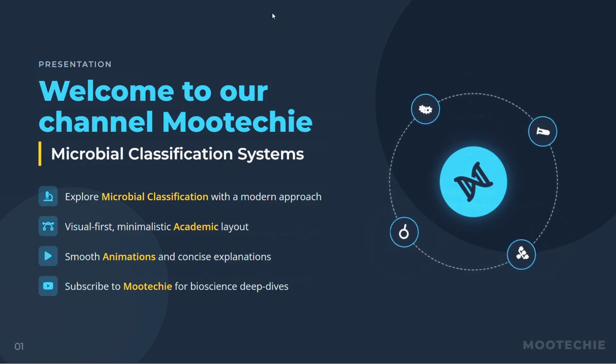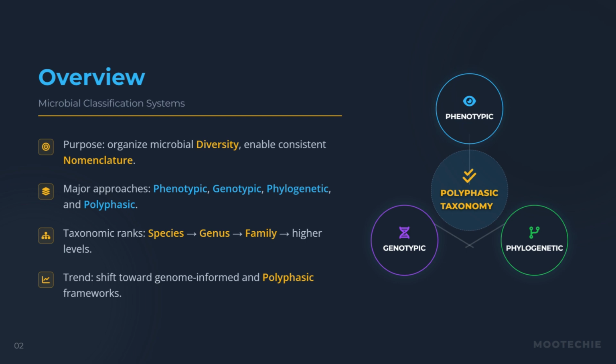Now, let's get an overview of microbial classification systems. The purpose is to organize microbial diversity and enable consistent nomenclature. This is crucial because without a common naming system, communication about microbes would be chaotic. Major approaches include phenotypic, genotypic, phylogenetic, and polyphasic. Each offers a different lens through which to view microbial relationships.